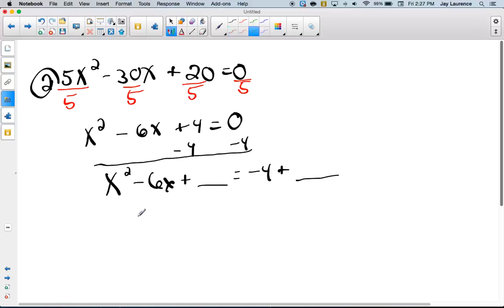All right, so I'm going to take half of -6, which is -3, and then I'm going to square it, which is +9.